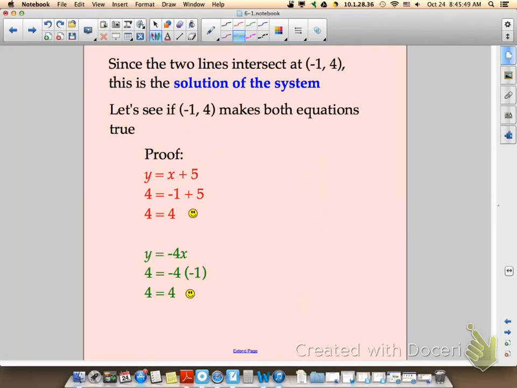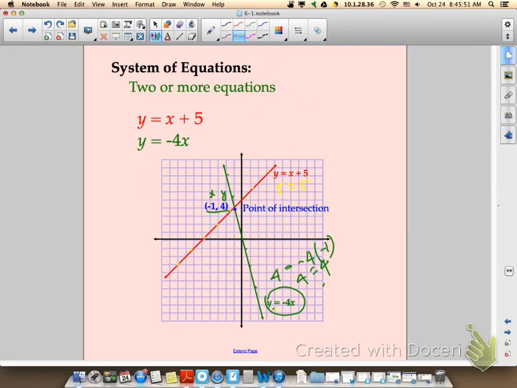Isn't it 4 equals 4? What did I say? You said 5 equals 5. Oh, sorry. It is 4 equals 4.